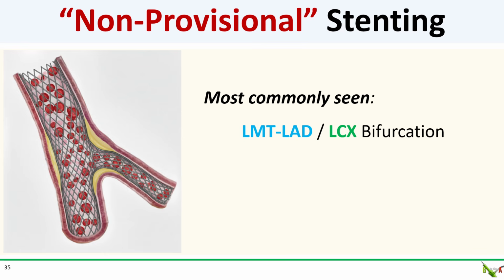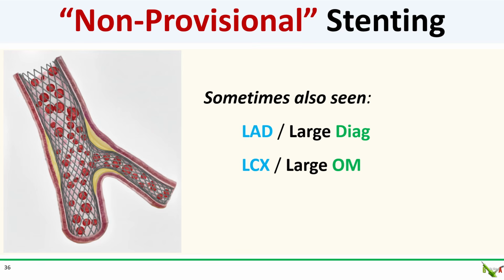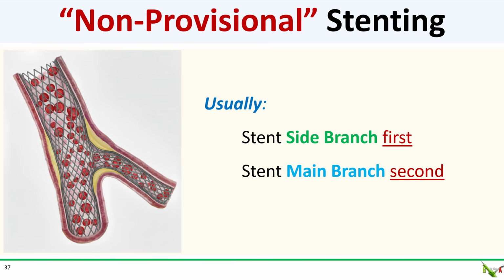So non-provisional bifurcation stenting is most commonly seen for the left main LAD and circumflex bifurcation. But it's sometimes also seen in bifurcations of the proximal LAD and a large diagonal branch, or in bifurcation of the proximal circumflex and a large obtuse marginal branch. And unlike provisional bifurcation stenting, where the main branch is stented first, in non-provisional bifurcation stenting, the side branch is usually stented first, and then the main branch stented second.